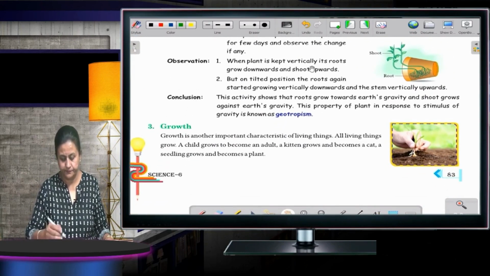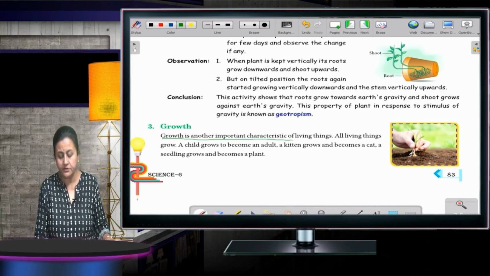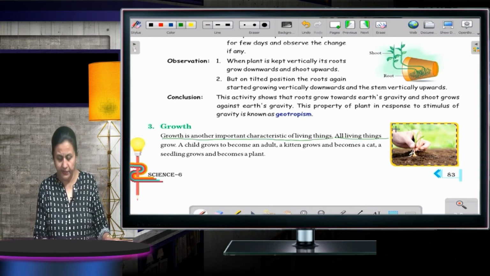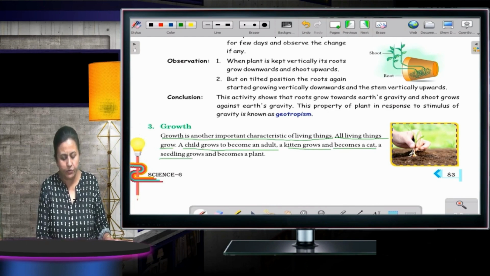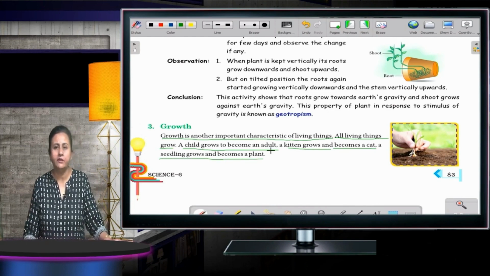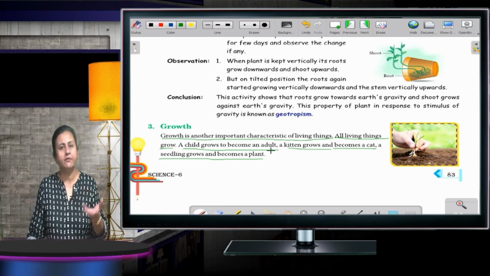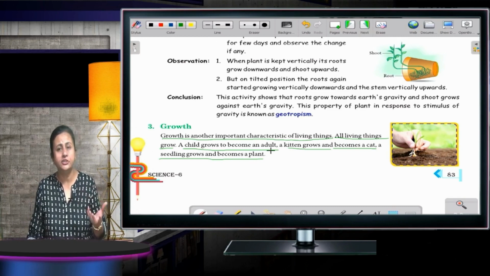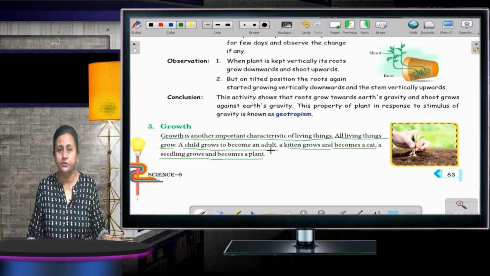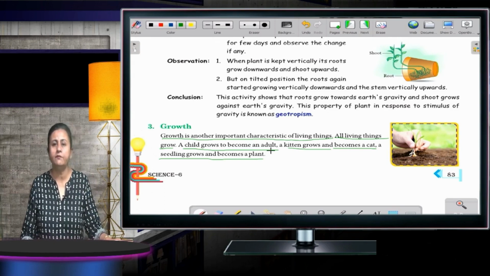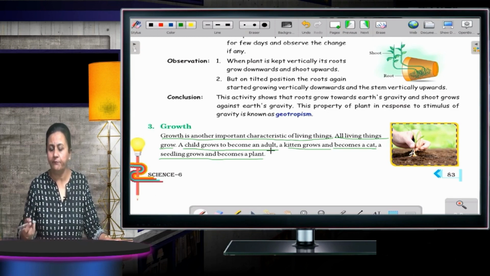Growth. This is very important. Growth is another important characteristic of living things. All living things grow. A child grows to become an adult, a kitten grows and becomes a cat, a seedling grows and becomes a plant. If I talk about a child, he will grow and one day become an adult. A baby kitten will grow and turn into a cat. A seed will grow and turn into a big plant. So all the living organisms, all the living things, they grow.